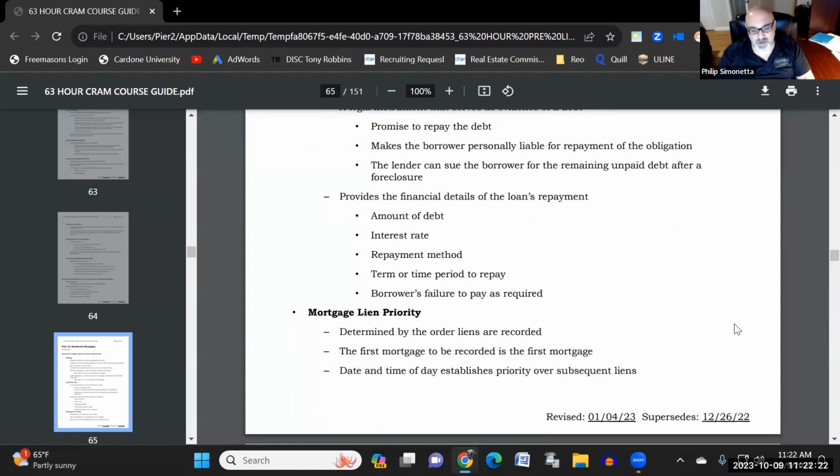And mortgage lien priority, that is determined by the order the liens are recorded. So the first mortgage is to be recorded first. The date and the time of the day establishes priority over subsequent liens, right? So your first mortgage gets recorded first. If there's a second, it goes second, right?